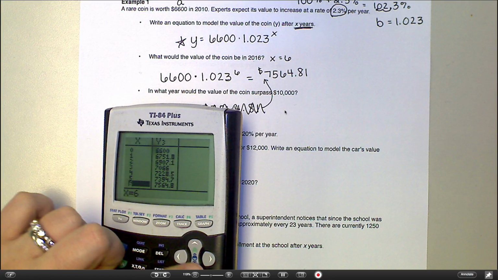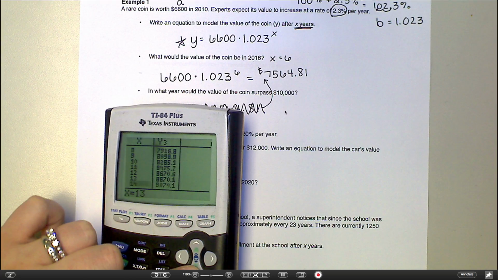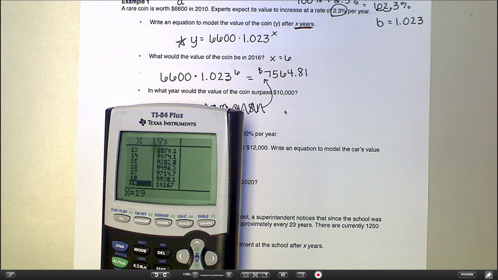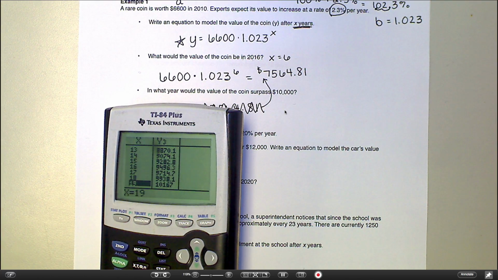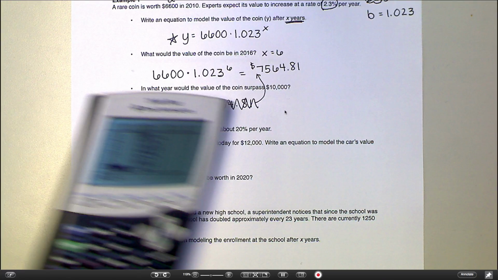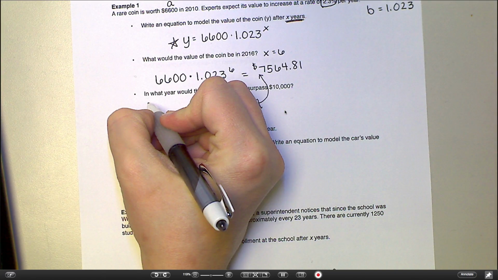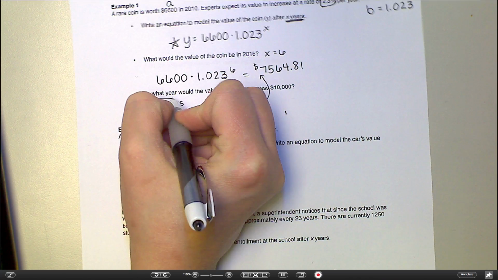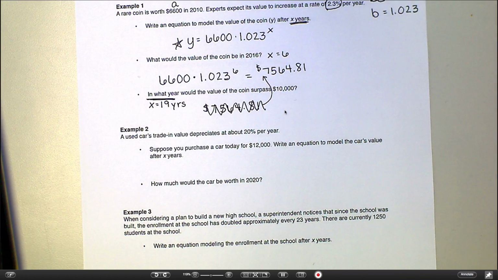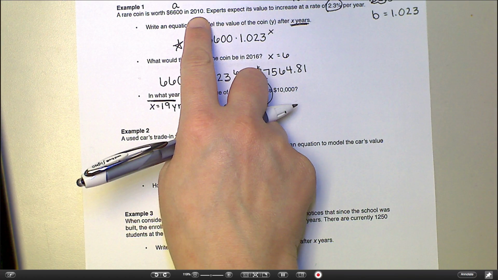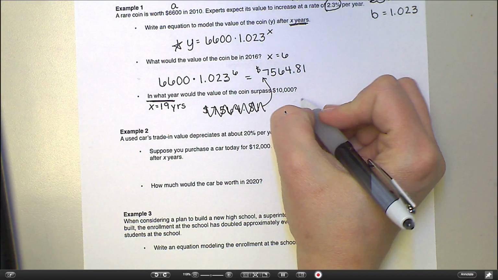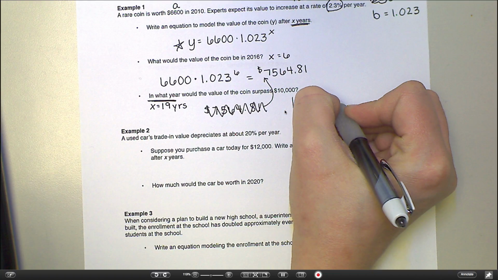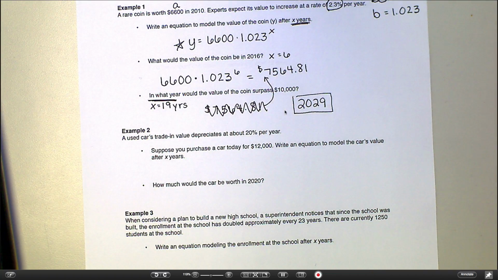But I'm looking for when we first cross over $10,000. So I'm just going to scroll and scroll, getting close there. There we go. So in 19 years, I'm going to go over $10,000. So we know it's x equals 19 years. Because it asks us in what year, that doesn't really tell us the year, but that's 19 years from 2010, so that would be the year 2029. I really just added the 19 to the 2010. So in the year 2029, the value of my coin would be over $10,000.